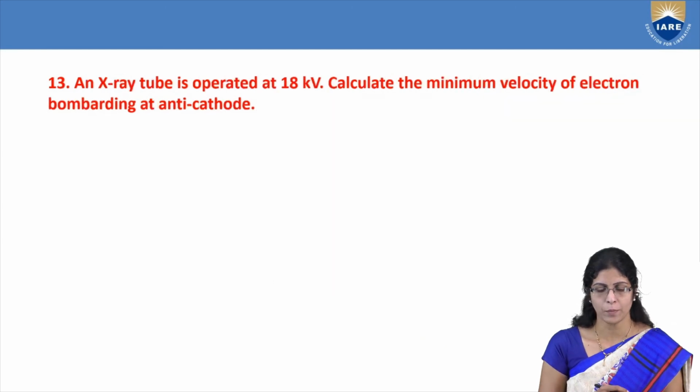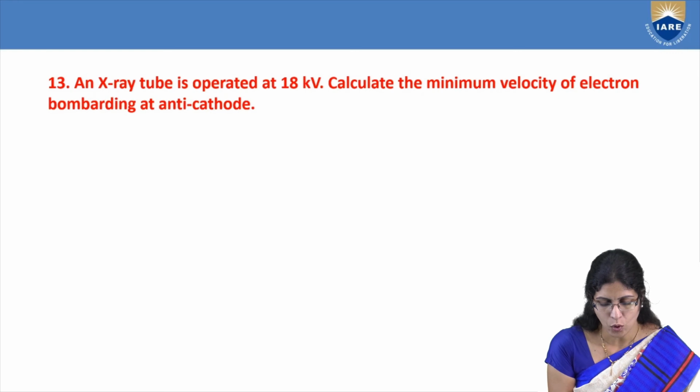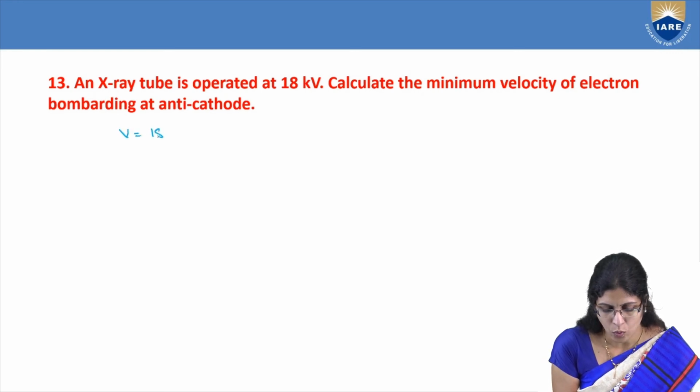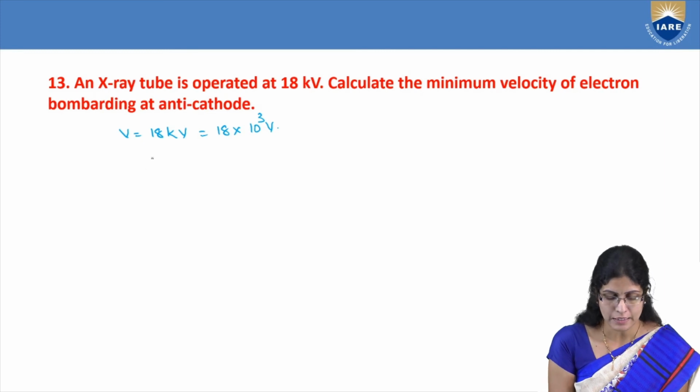Going to the next problem: an X-ray tube is operated at 18 kilovolt. So V is given as 18 kilovolt, that is equal to 18 into 10 to the power of 3 volt. Calculate the minimum velocity of the electron bombarding the anti-cathode. So you will have to calculate the minimum velocity.